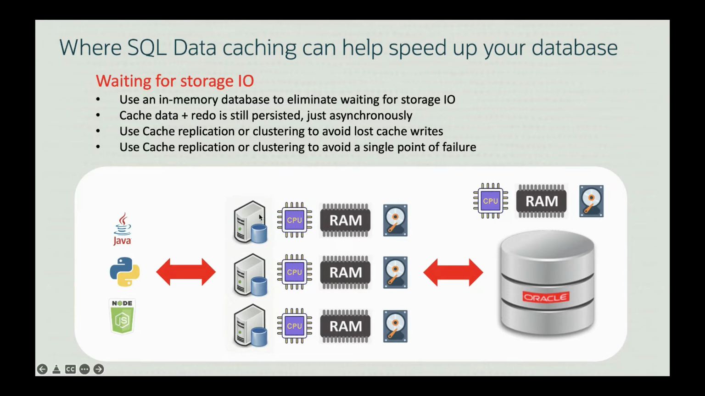If you want to go faster than that, you can use an in-memory database for your SQL data caching. So what that means is your data is always in RAM. So we're not needing to load data blocks as we go. And when we're committing transactions, we commit them to disk. We will also write those transactions to storage, but we do that asynchronously so you don't have to wait for it. What all this means is you're going at the speed of the CPU and the speed of RAM, not at the speed of your disk. So that will significantly speed things up. You'll also tend to use multiple caches with some form of replication or clustering to avoid a single point of failure.